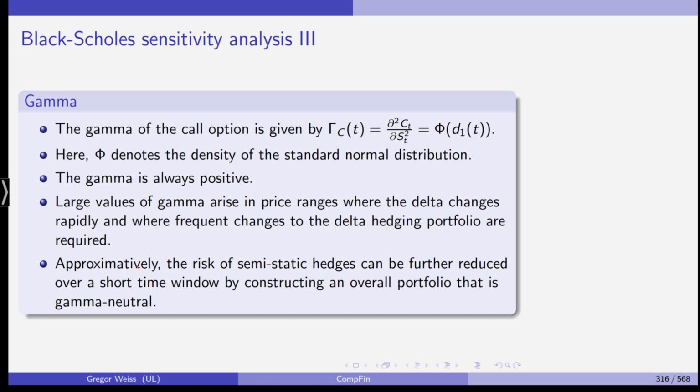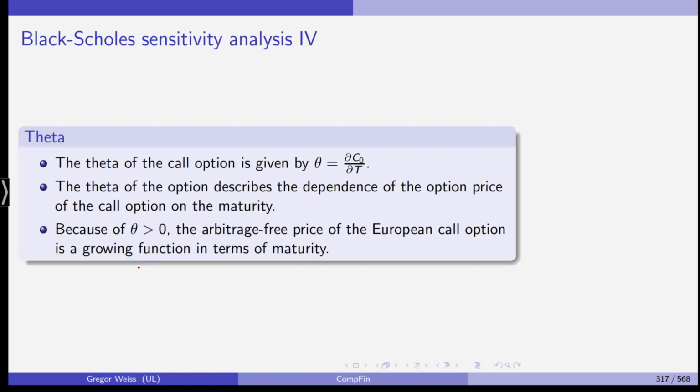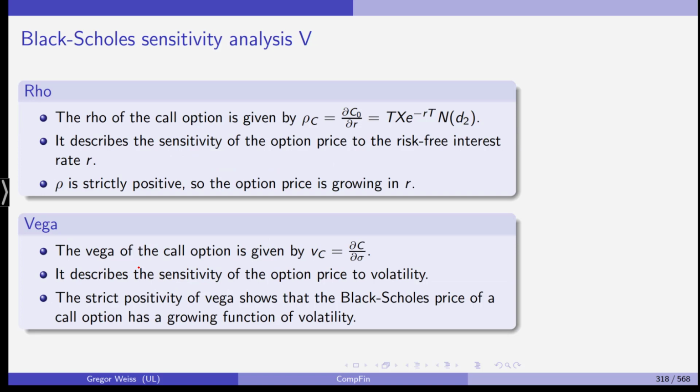Then we have theta. Theta as in t, as in time. It's the sensitivity of the option price to the maturity. And because theta is larger than zero, the arbitrage-free price of the European call option is a growing function of the maturity. And we have the option rho and the option vega. Vega is not a Greek letter, but it's considered one here among the Greeks. And it's the sensitivity of the option to the underlying volatility. Okay. So these are the Greeks.